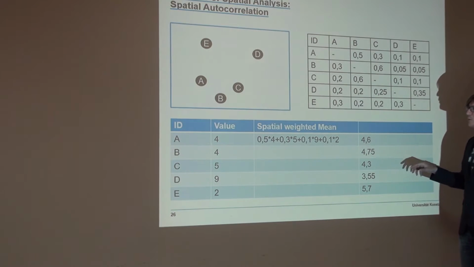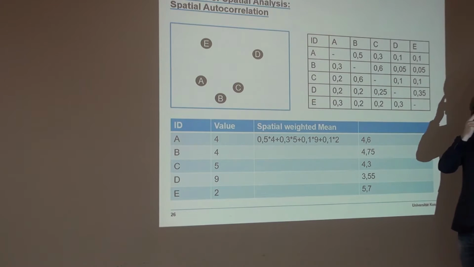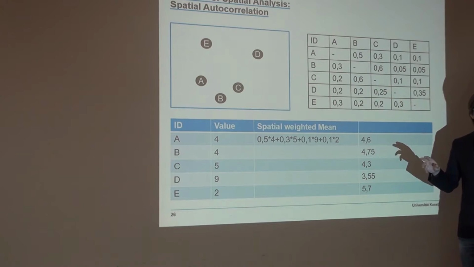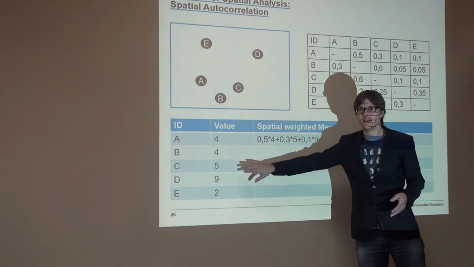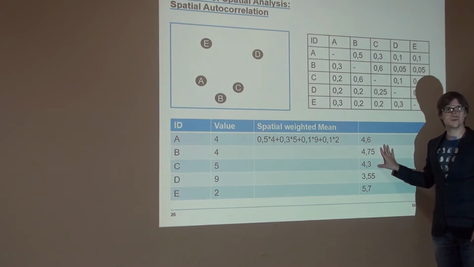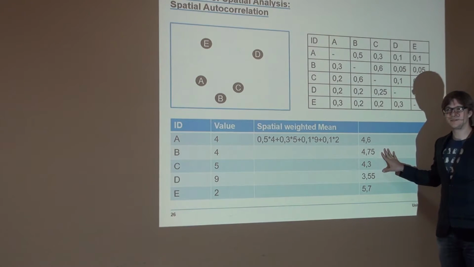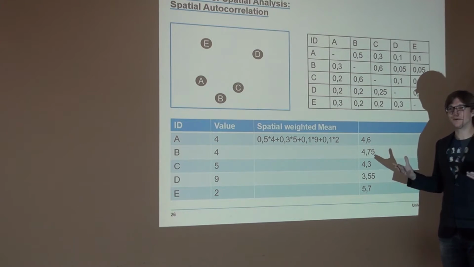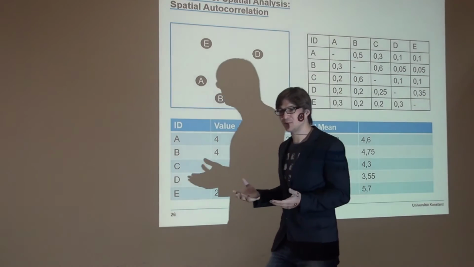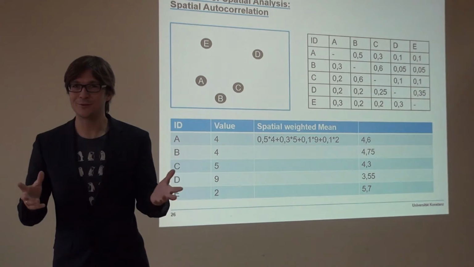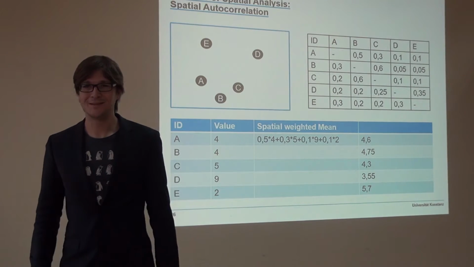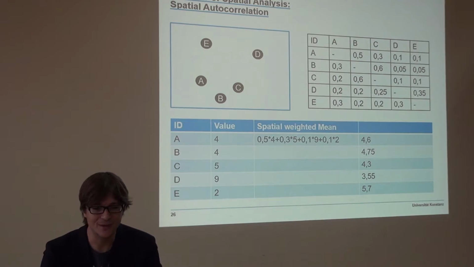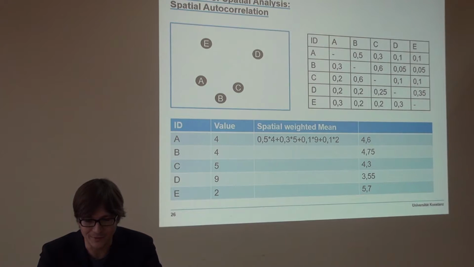And then in a way, it's not so simple computationally, but you can think of it as that you just run a correlation between the value and the spatially weighted mean values of the neighbors. And when there is a positive correlation, and that's very strong, then you say, okay, we have spatial autocorrelation. Spatial autocorrelation means the neighbors are more correlated or more similar than the non-neighbors.